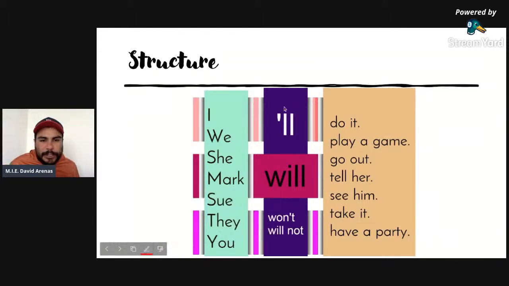So as you can see here, we have two different possibilities or two different structures or words we could use. The first one is 'll, apostrophe L L, which is the contraction of this form of will. Will doesn't mean anything. Will is just an auxiliary that is giving information about the tense. In this specific case, will means future.